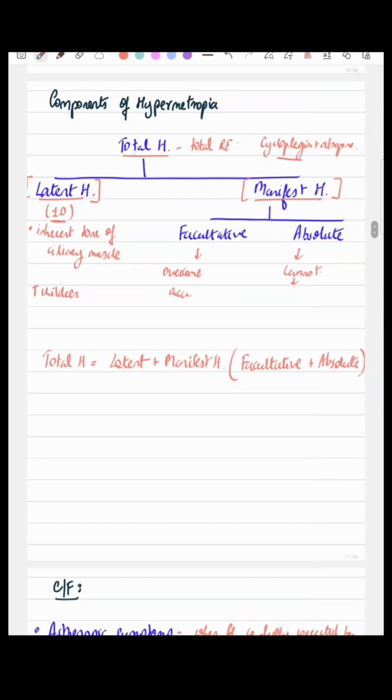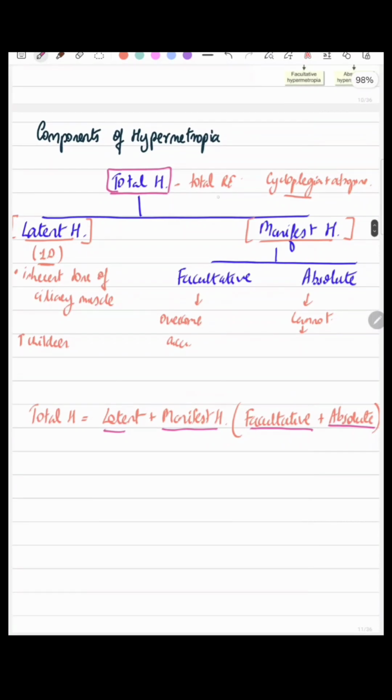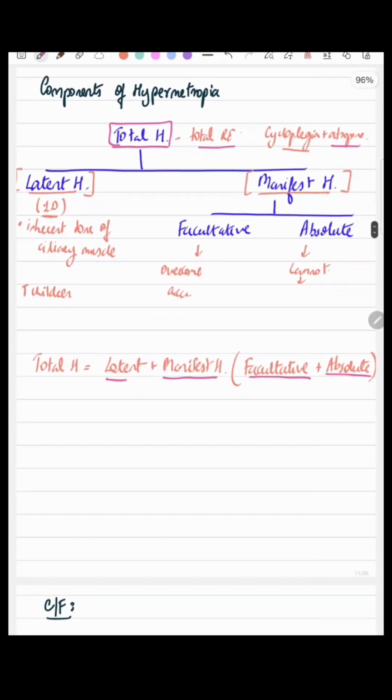Total hypermetropia is latent plus manifest. Manifest hypermetropia includes facultative and absolute. Total hypermetropia is the total refractive error that is estimated after cycloplegia with atropine. That is total hypermetropia, total refractive error. There are two components in total hypermetropia, that is latent hypermetropia and manifest.